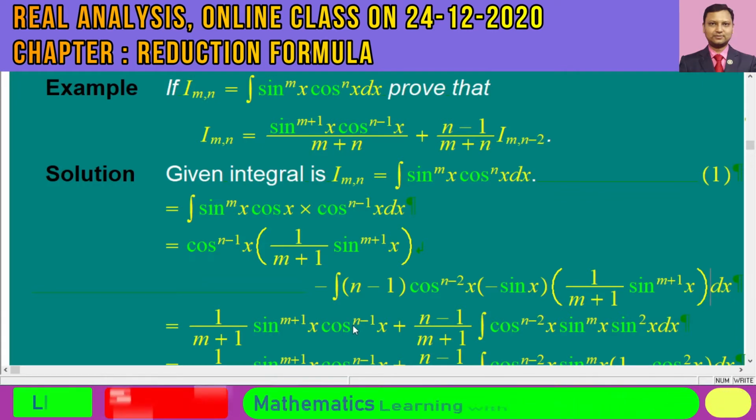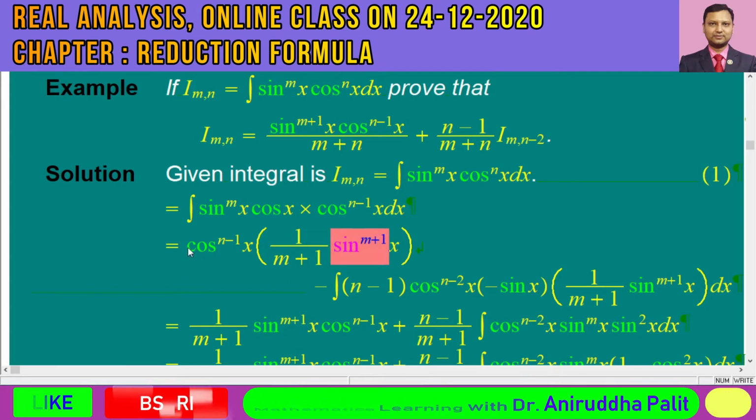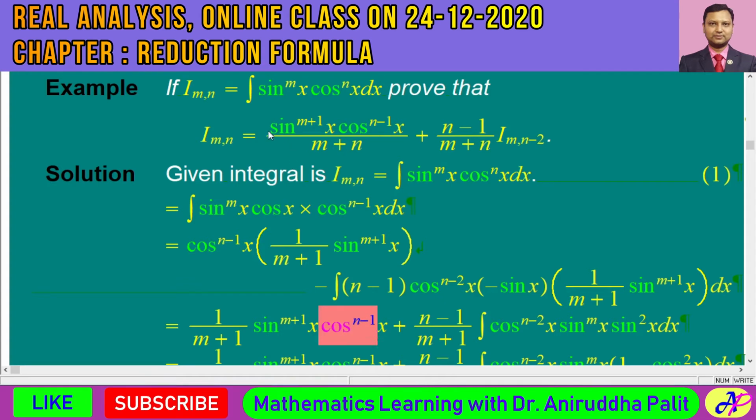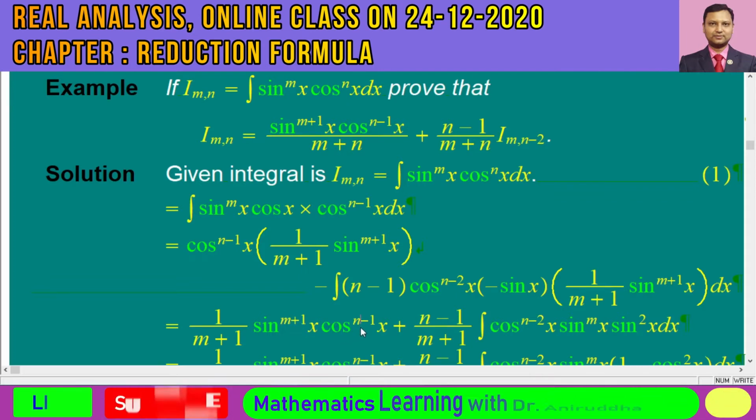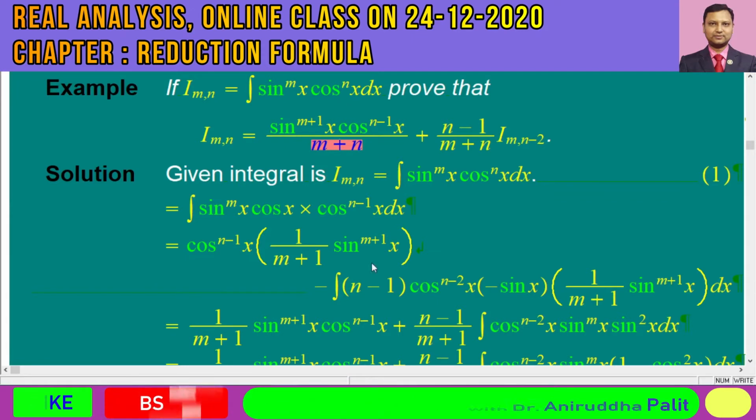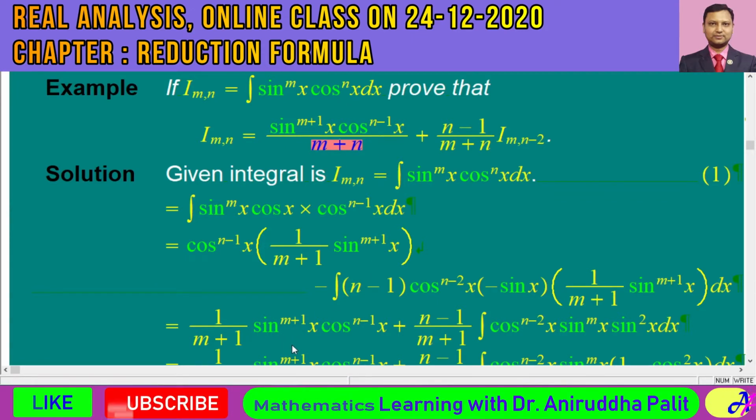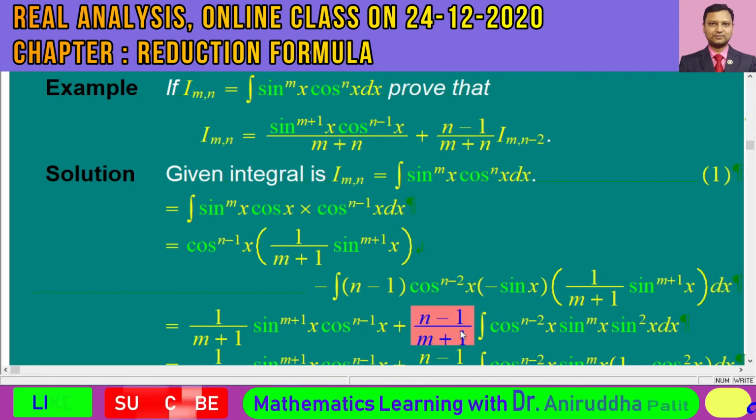Got it? Now you see, over here we already got sine to the power of m plus 1 and cos to the power of n minus 1. So it appears that we already got this much expression, sine to the power of m plus 1 x cos to the power of n minus 1 x. This is a kind of verification that we are moving in the right direction. Although we don't have 1 by m plus n over here, that would be managed afterwards. You can go through this computation. Now you see over here, this minus sign and this minus sign would together form a positive sign, and this n minus 1 and this 1 by m plus 1 are coming out of the integral sign.